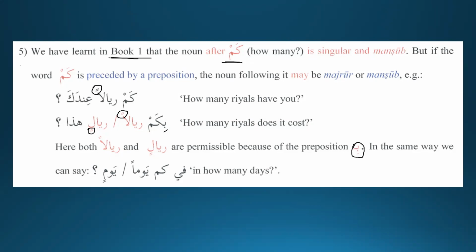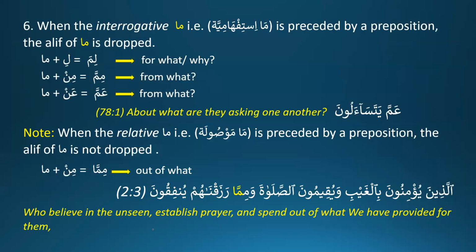So we can say "bi-riyalan" and "bi-riyalin". Both of them have the same meaning. Similarly, you can say "fi kam yawman" or "fi kam yawmin". Both of them are possible. Then we move on to the next part, and we can see over here.